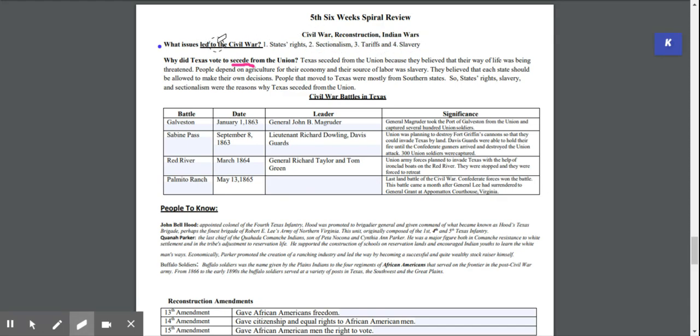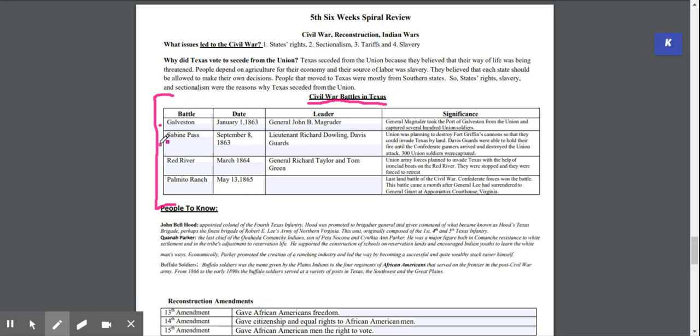Looking below, we have a chart that we're going to be using for the next section of this assignment. These are Civil War battles in Texas. The first battle we have was the Battle of Galveston on January 1st of 1863. The leader of this battle was General John B. Magruder. The significance or the importance of this battle: General Magruder took the port of Galveston from the Union and captured several hundred Union soldiers.